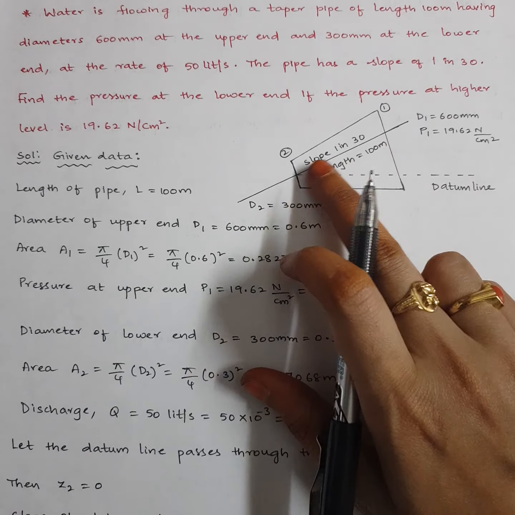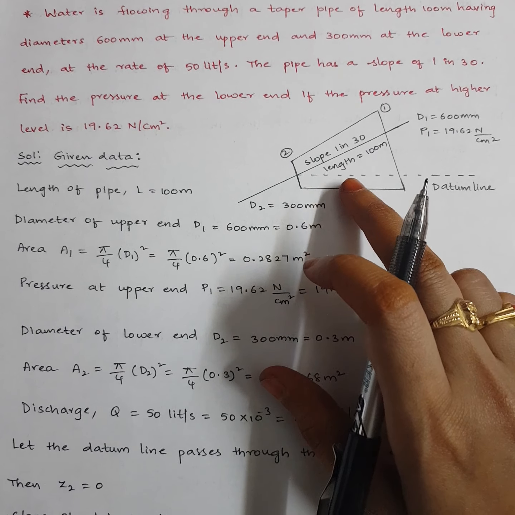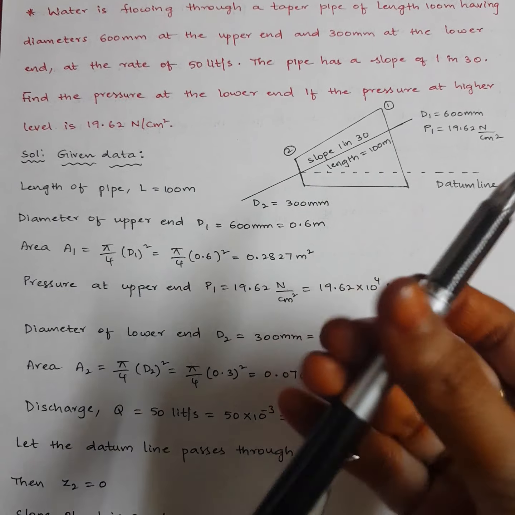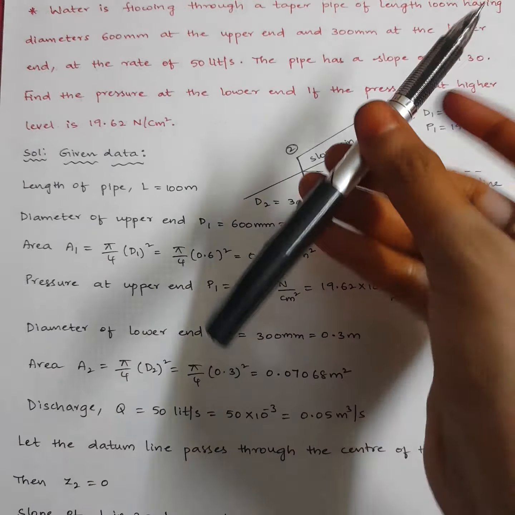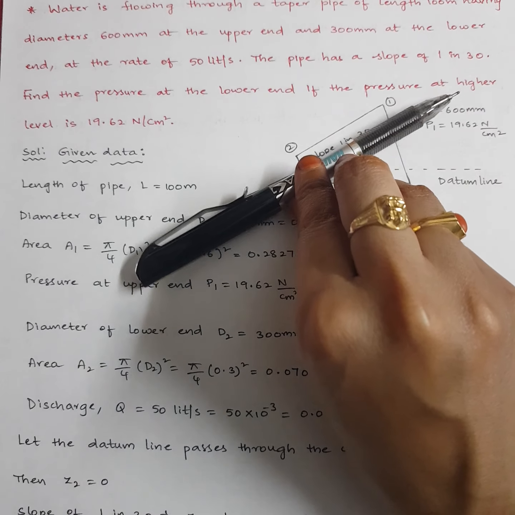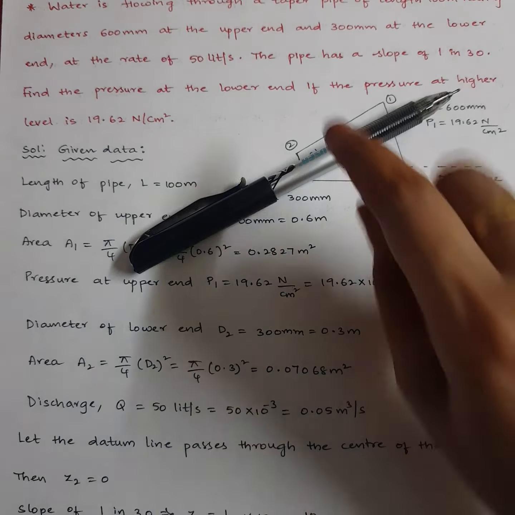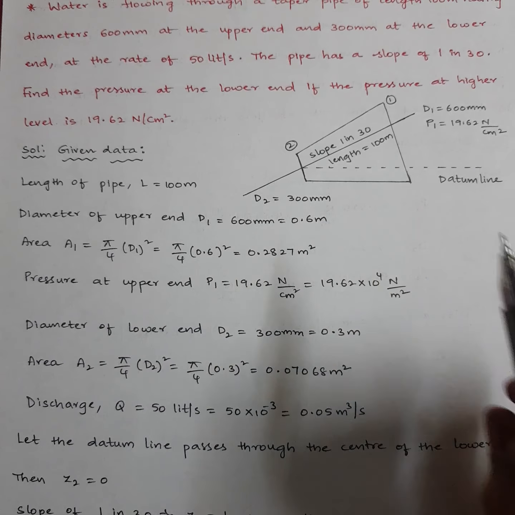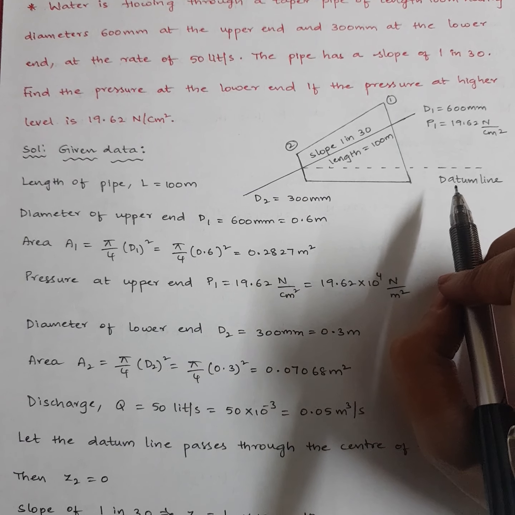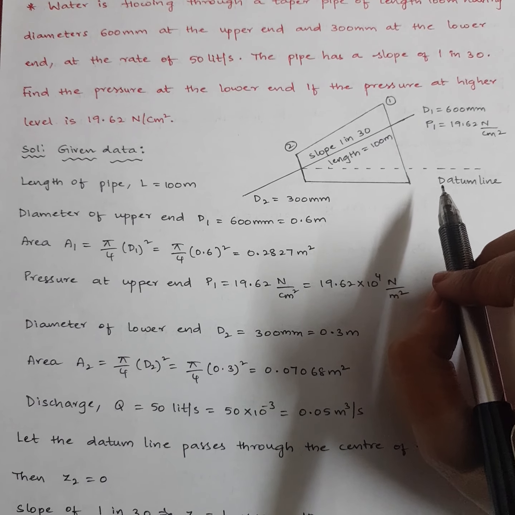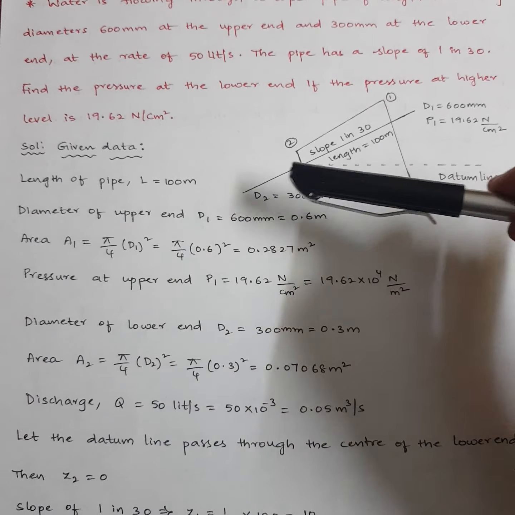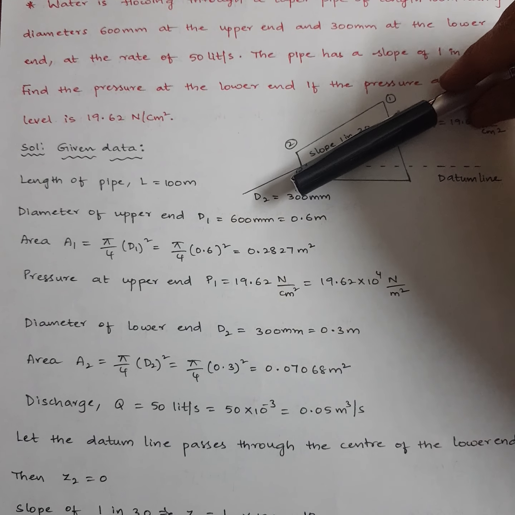Why? Because it is given slope. Slope means the pipe should be laid with some slope, right? It can't be horizontal, it should be laid with some slope. So assume now our pipe is like this. So what we will do is we will consider the datum at the lower end only. We'll assume the pipe is laid with datum line as the reference like this.